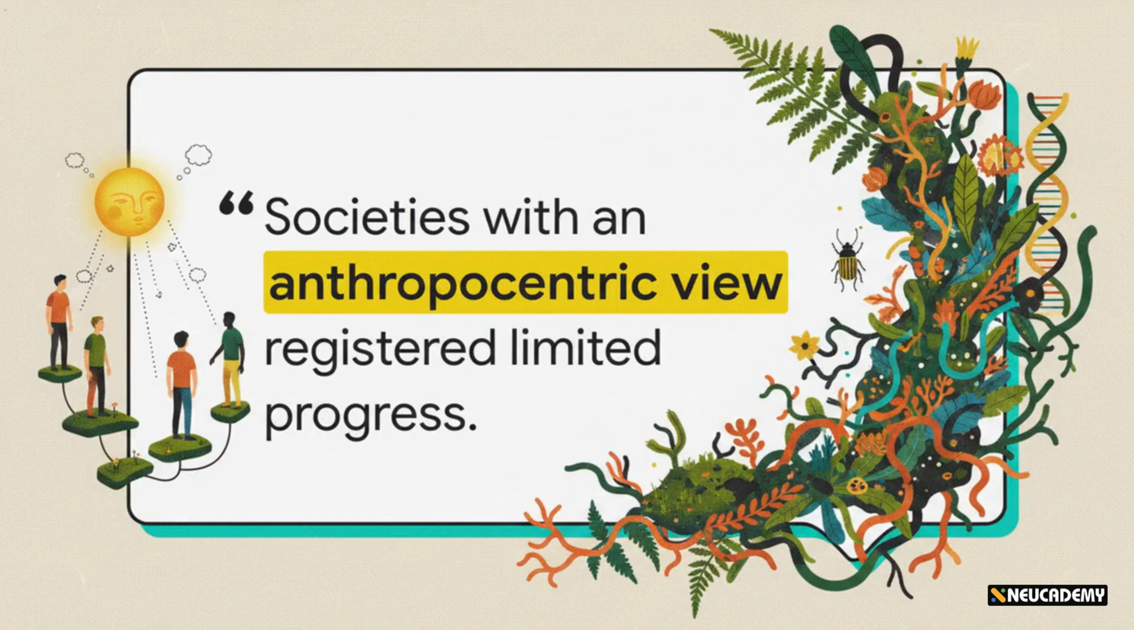So what was the massive holdup? The primary roadblock was an anthropocentric view of biology. Anthropocentric simply means human-centered. Our source text explains that societies which indulged in this human-centered view of the world registered very, very limited progress in biological knowledge. I mean, it makes sense, right? If your culture genuinely believes that humanity sits entirely separate from nature, or that the entire universe revolves solely around human affairs, there really isn't much motivation to carefully study the anatomy of a fern or the life cycle of a beetle.